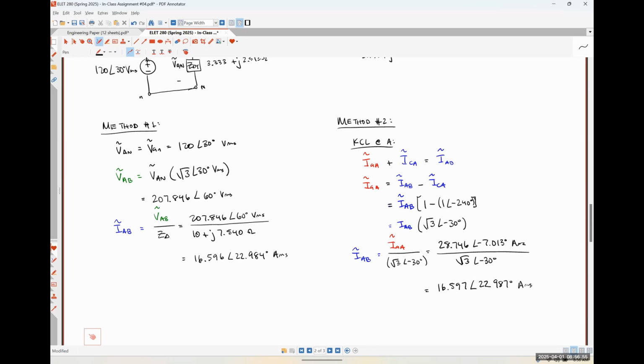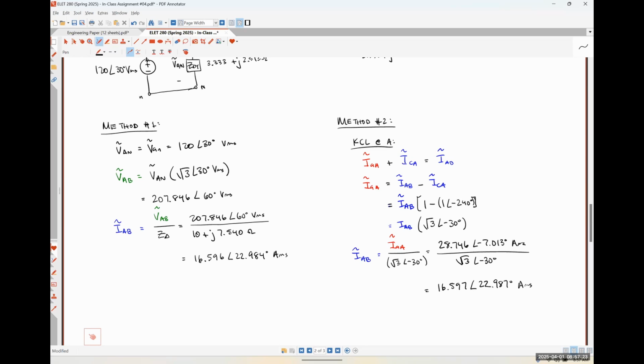Amps RMS. So not exactly the same answer as we got with the previous method. This one just has a little bit of rounding error because I didn't use the exact value for IAA, but we can see once again, we're off by just 1 millivolt and 3/1000th of a degree. So we could call these equal to each other pretty easily, okay? So either method gives us the exact same result.